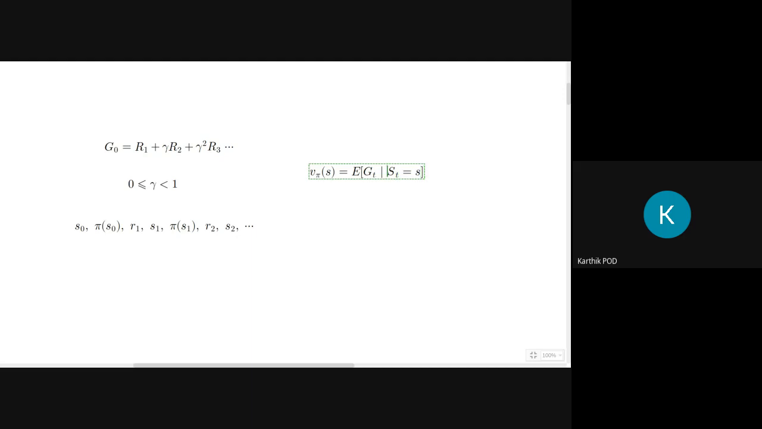And the expectation is taken over two things. It's taken over the policy pi and also implicitly over the environment, because if you behave according to policy pi, the environment is going to again come in and add its own randomness, right? So the expectation has to be taken over both of them.